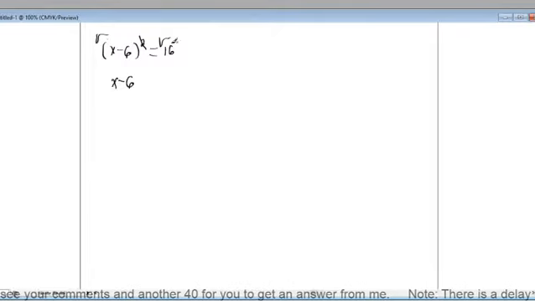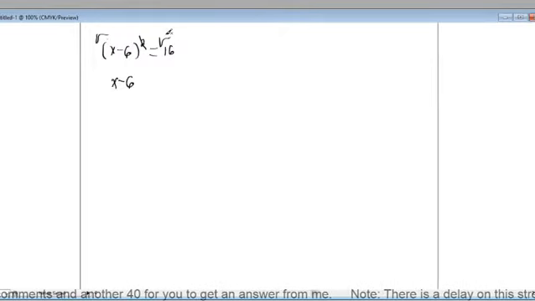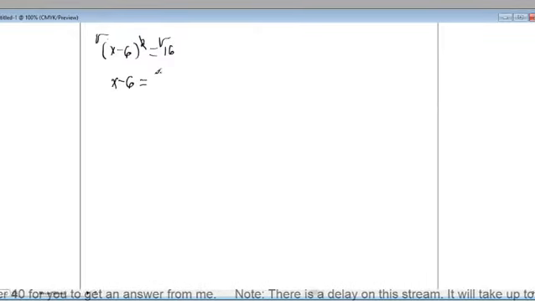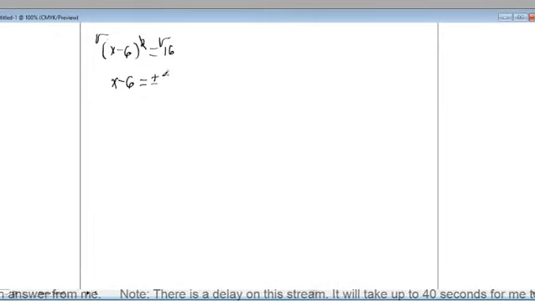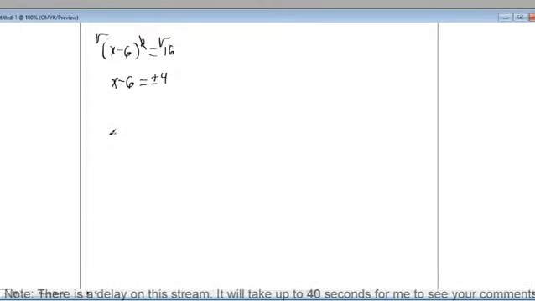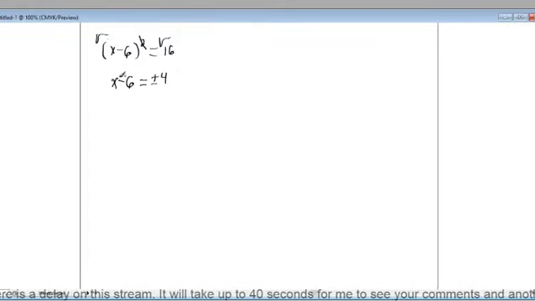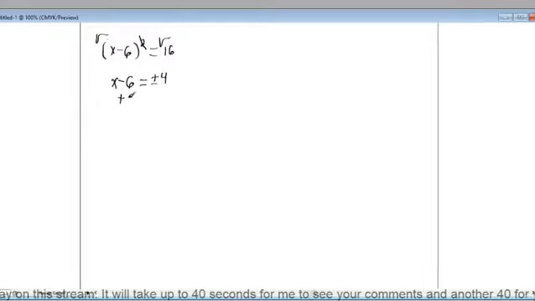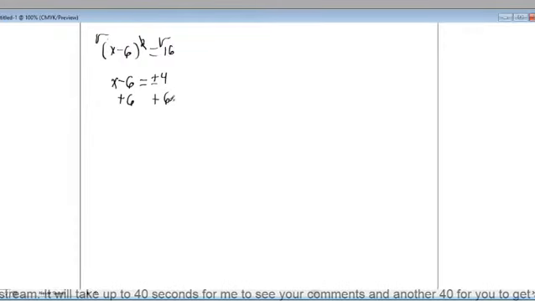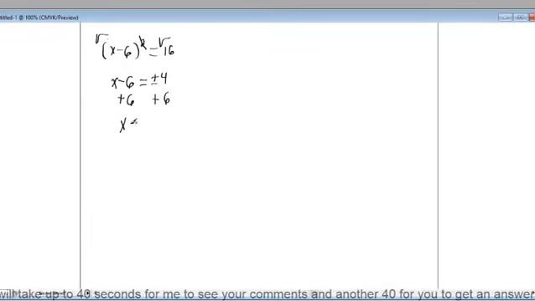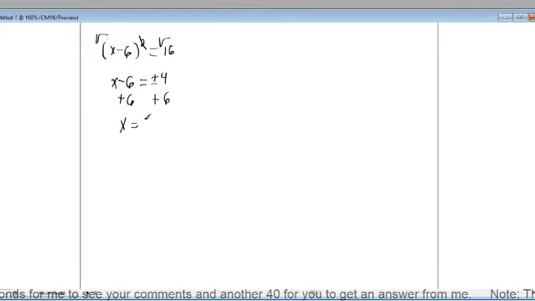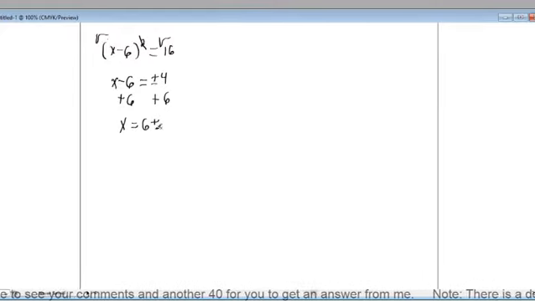Then on this side, we have, again, the square root of 16. Now, remember, when we take the square root of something like this, we need to say that it's not just the positive, which is positive 4, but also the negative. So this is going to be plus or minus, because it could be either one. And then, to get x by itself, we add 6 to both sides. So x equals 6 plus or minus 4.